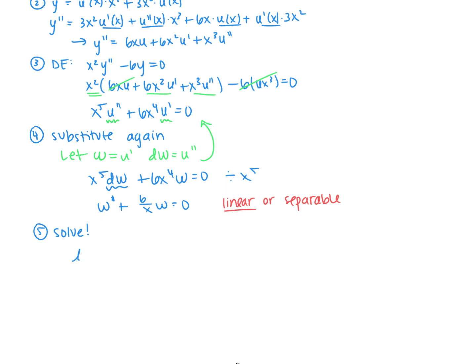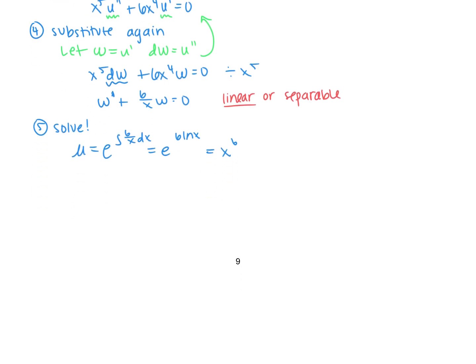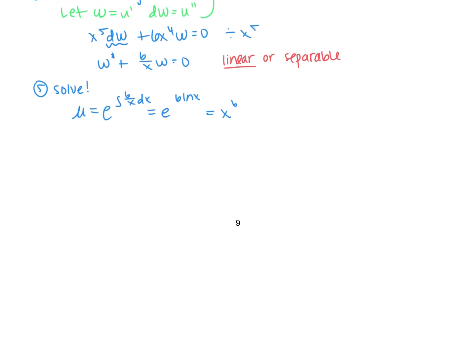So finding our integrating factor, we're going to have e to the integral of 6 over x dx, which is e to the 6 natural log of x, which is x to the 6th. So then going to our equation and multiplying by x to the 6th, we have w prime add 6 over x times w equals 0. We multiply by x to the 6th.